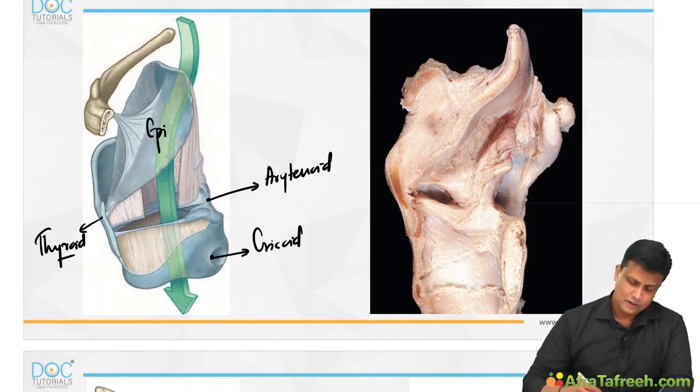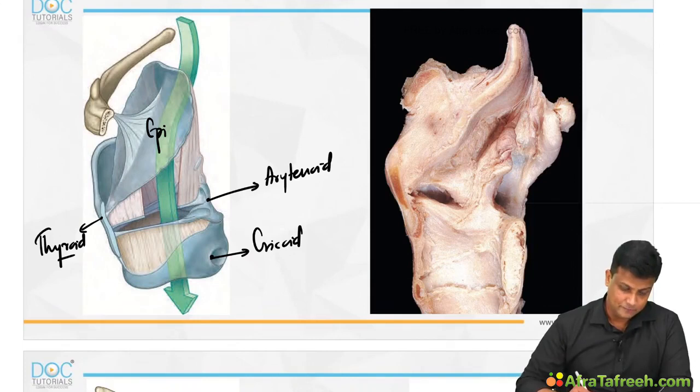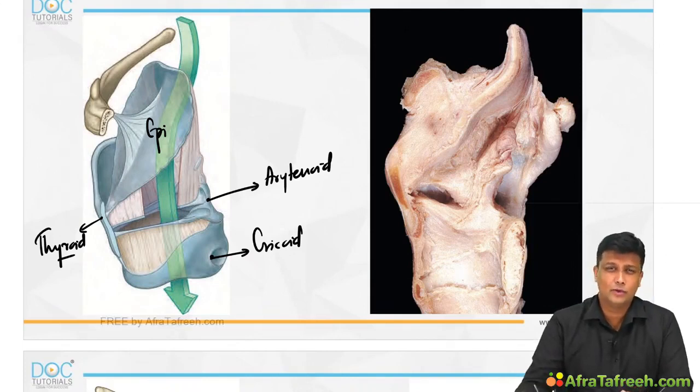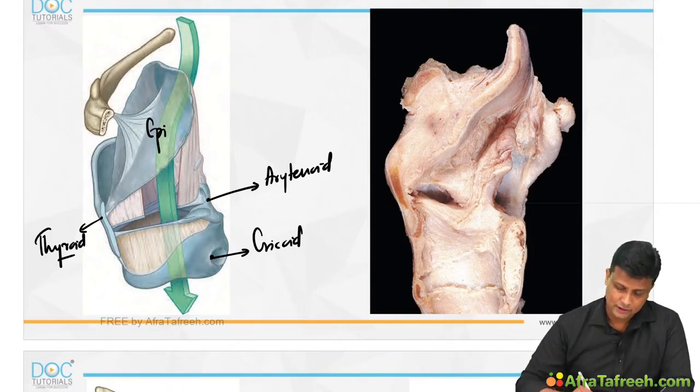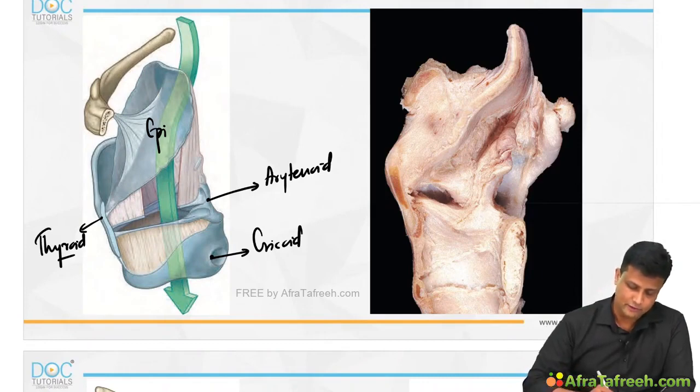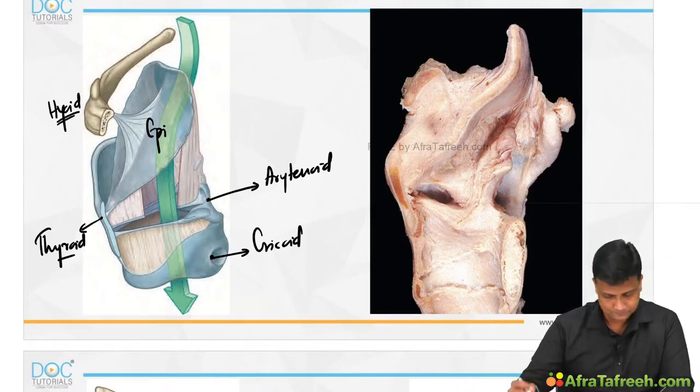Perfect. Then if you are able to appreciate in this diagram here, there will be cuneiform and corniculate. Don't worry about that, that will not be asked. So this is the cuneiform and the corniculate here. So epiglottis here, the thyroid here, arytenoid and the cricoid, and of course this bone above here will be the hyoid bone. This is your hyoid bone over here.